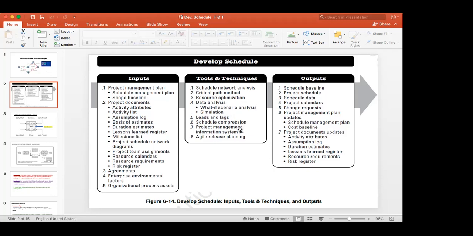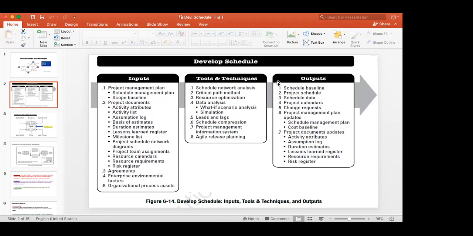Project management information system and agile release planning. Those are the tools and techniques we are using in developing the schedule. So we will be learning these things in depth. And the output will be the schedule baseline. Finally, after getting the inputs and applying these tools and techniques, you get this output: schedule baseline, project schedule. This is what we expect.